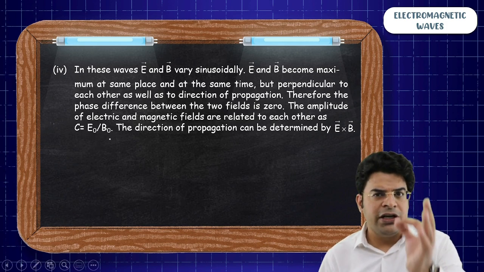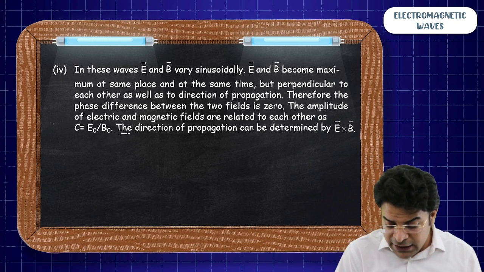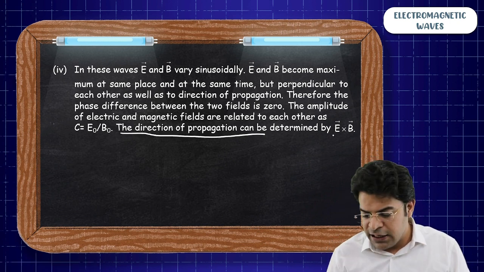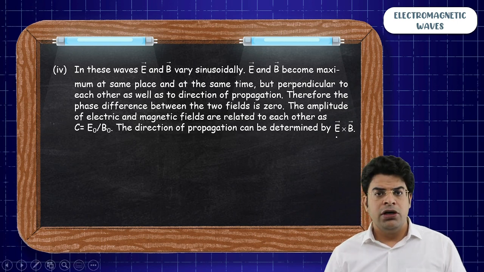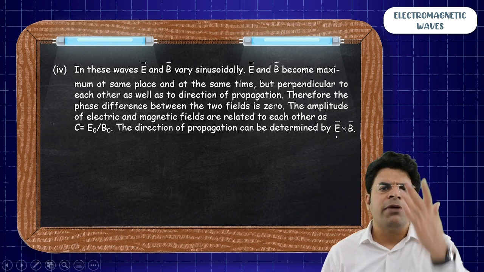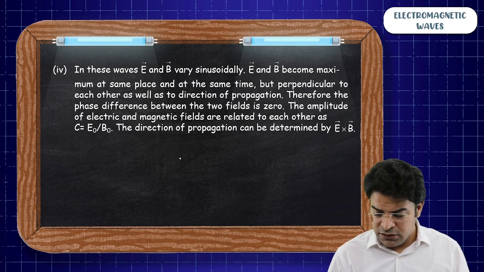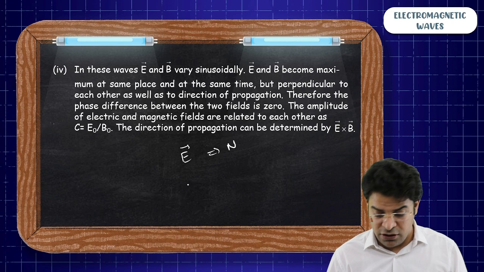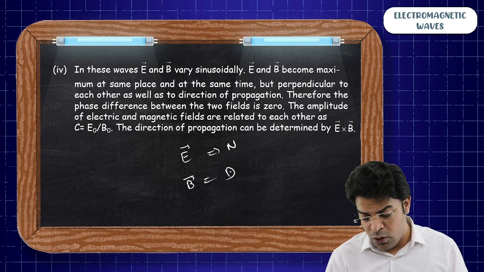And the last point here, important point here. The direction of propagation of EM wave is same as the direction of E cross B. So if an EM wave is propagating and you find that the direction of electric field is towards north, the direction of magnetic field is downwards.